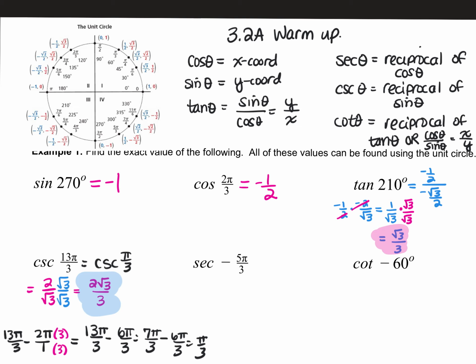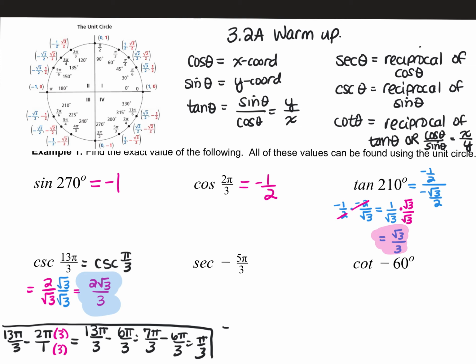Okay, next up, let's find the secant of -5 pi over 3. Now, we're going to have to go through kind of the same circumstance here that we did in the previous problem. We kind of boxed this off here so we don't overlap. We're going to have to figure out a coterminal angle for -5 pi over 3.